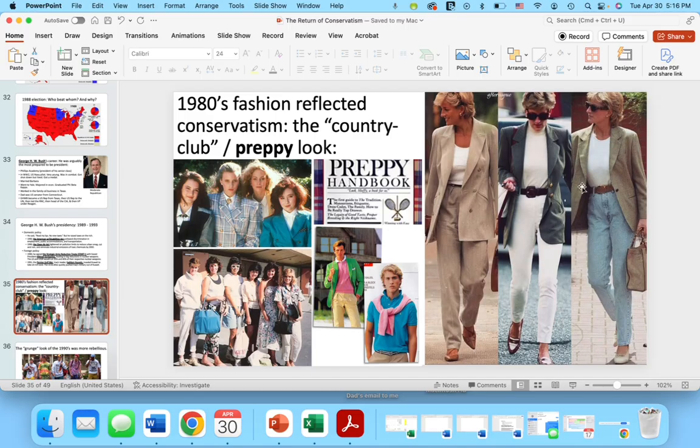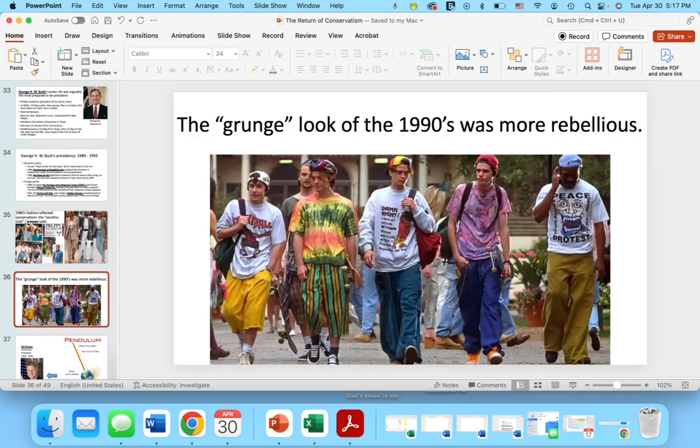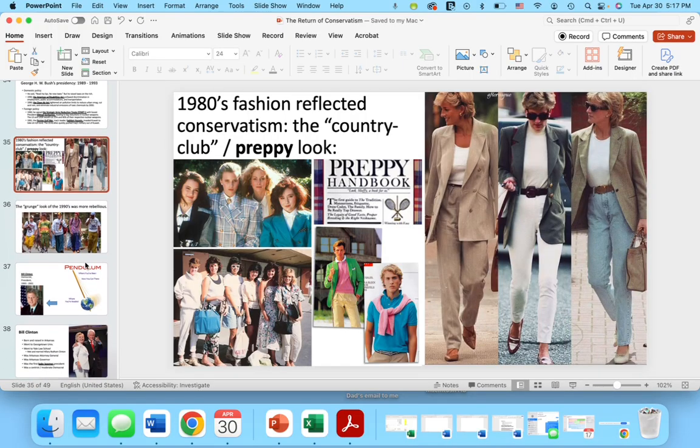This was Princess Diana, the princess in England, and she was considered very fashionable. My older sister had this kind of a haircut growing up. It was very cool. That is different from the grunge look of the 1990s, which was more rebellious. So you can see here the tie-dye kind of coming from the hippies in the 1960s. All right. And you see this kind of says peace protest here. Again, sort of bringing back the 1960s and the peace protests against the Vietnam War. So again, the 1980s fashion was more conservative.